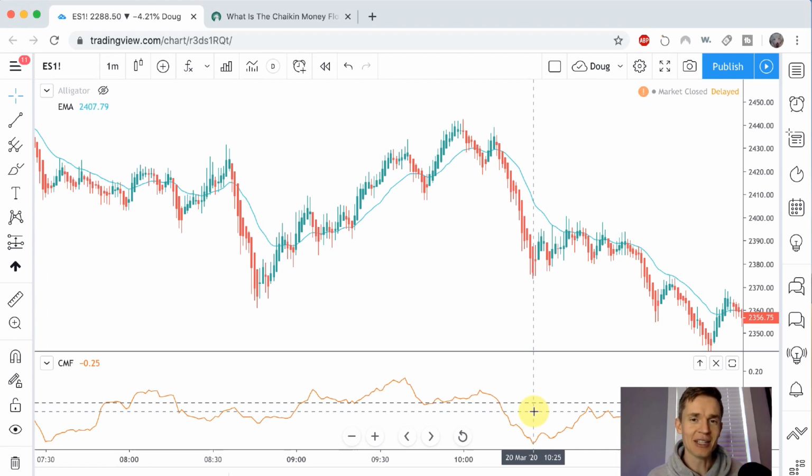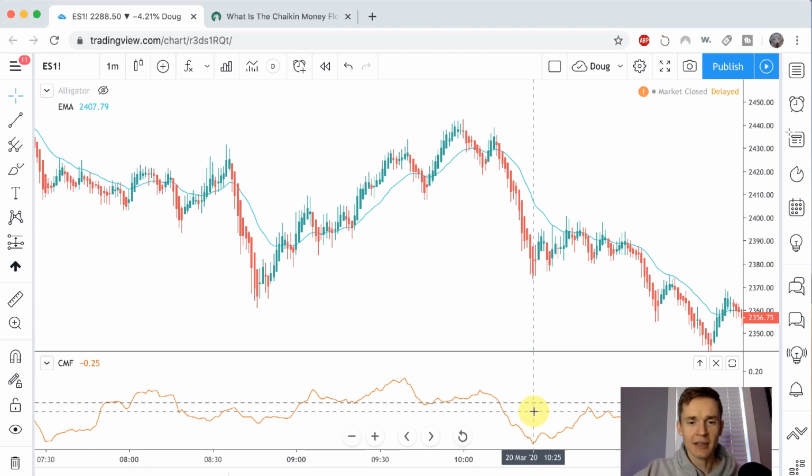Now, I put this strategy together. It's not like I've implemented this in real time. So I would love to see somebody backtest this or use this for like a week and leave it in the comments below and see what you think about it. But it seemed to be fairly decent as far as indicators go.